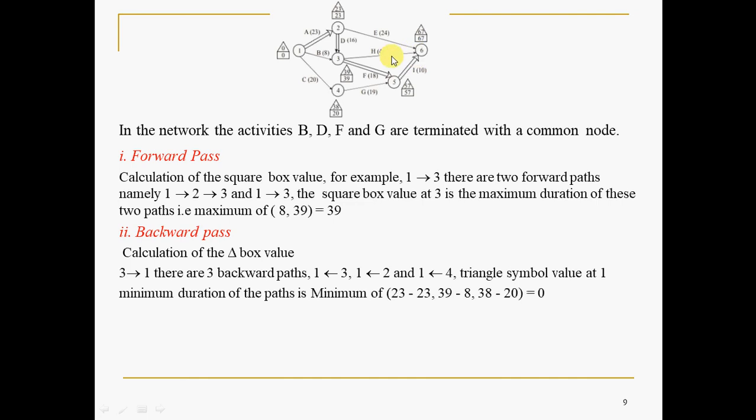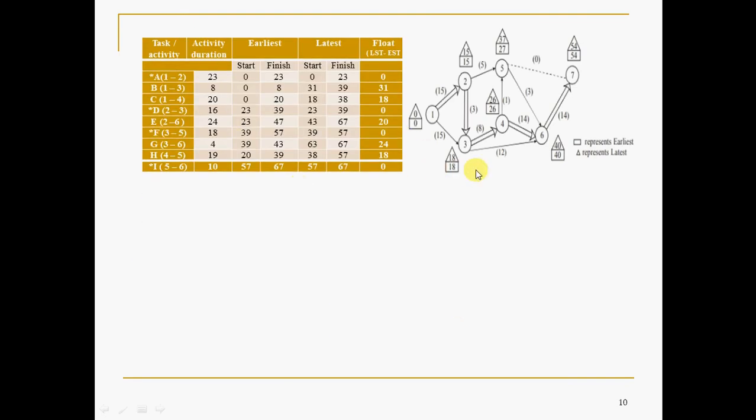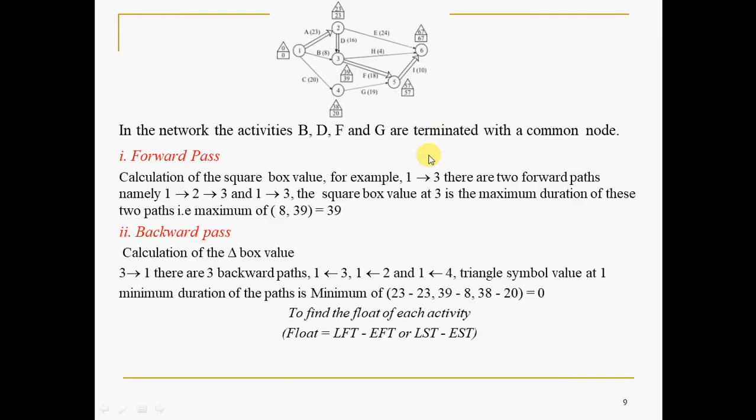Okay, you are coming back from the last node to the first node, so you have to proceed as we have discussed. To find the float, you can use any of the equations as we have discussed. The same thing can be done in tabular form also, using these values. So this is one way: forward pass and backward pass.